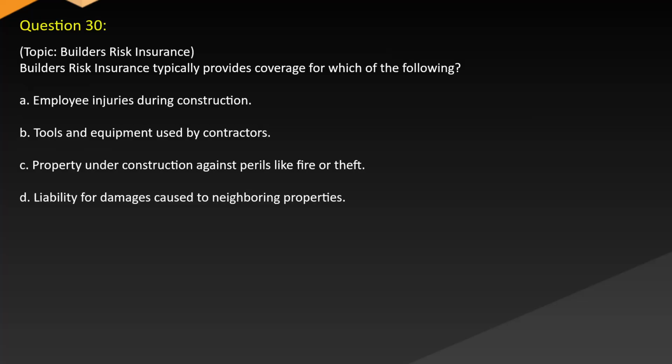Builder's risk insurance typically provides coverage for which of the following? A. Employee injuries during construction. B. Tools and equipment used by contractors. C. Property under construction against perils like fire or theft. D. Liability for damages caused to neighboring properties.